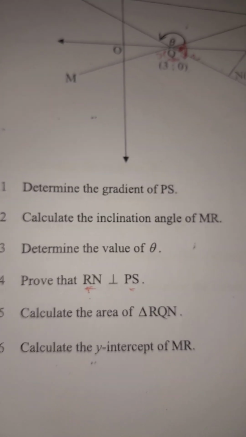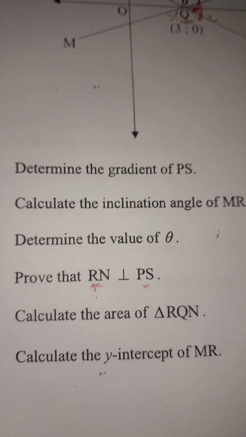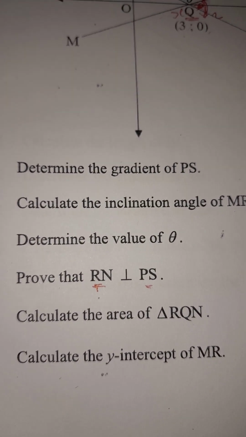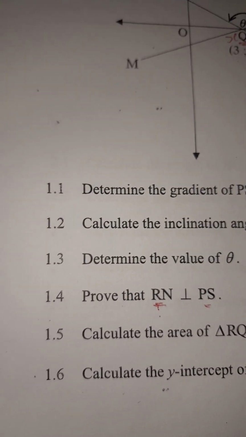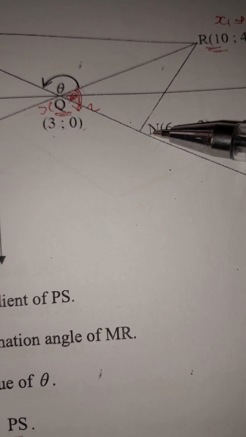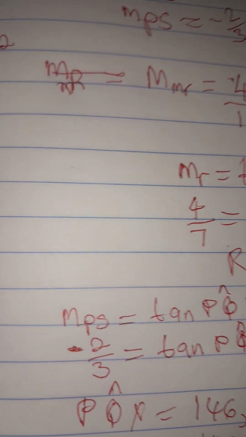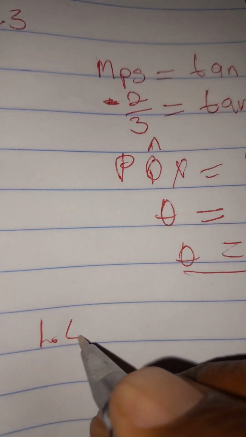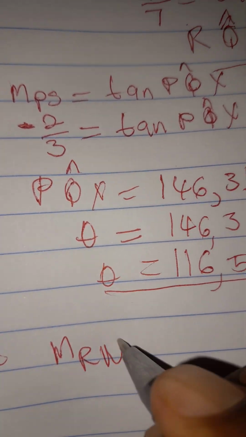At 1.4, we are required to prove that RN is perpendicular, this is the symbol for perpendicular, to PS. So in other words, we have to calculate the gradient of RN. Note that we know the gradient of PS, we already know it, right? So let's work it out. Then this is 1.4. So let's calculate the gradient of RN there.